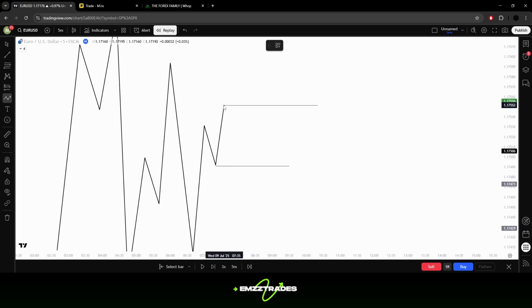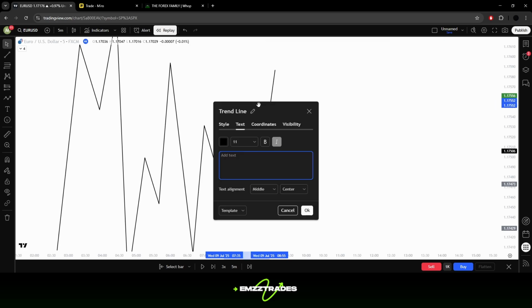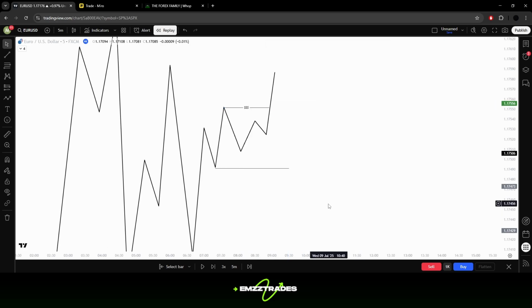As soon as that's done, you need to sweep one of these 2 areas. So you need to wait for one of these 2 to get swept. So let's say the highs have gotten swept. You need to mark out your liquidity area. I'm just going to put $ signs because it's the same thing.